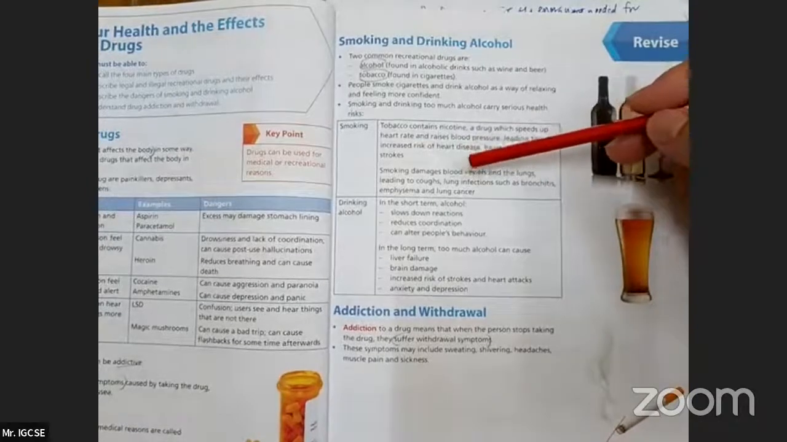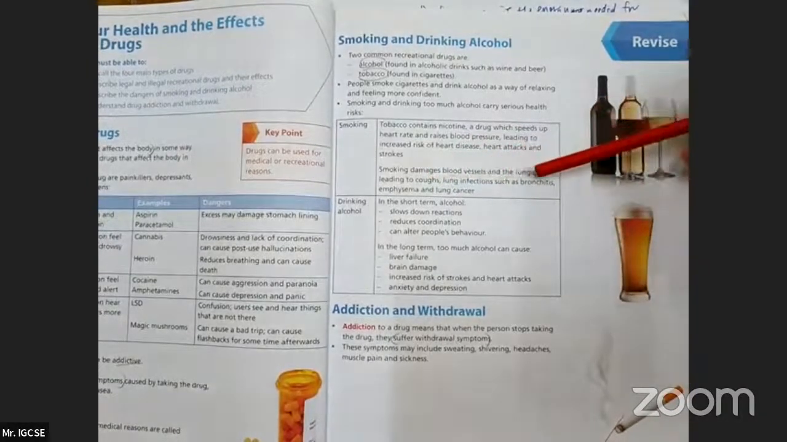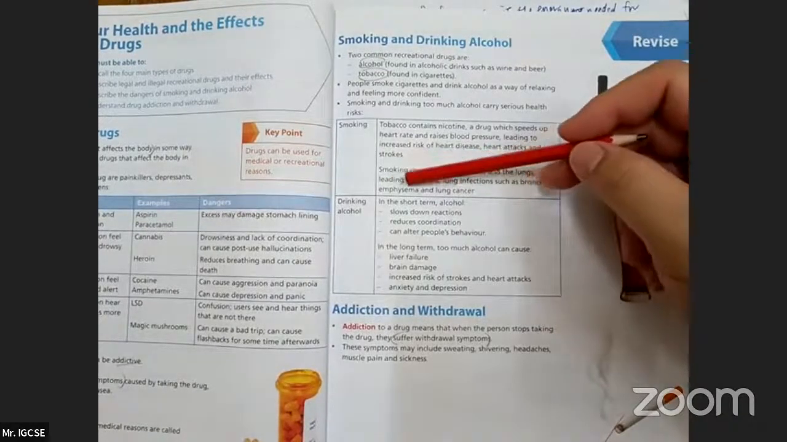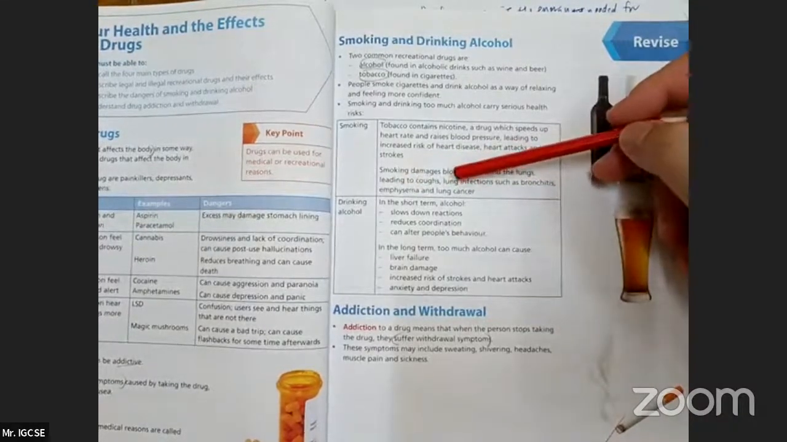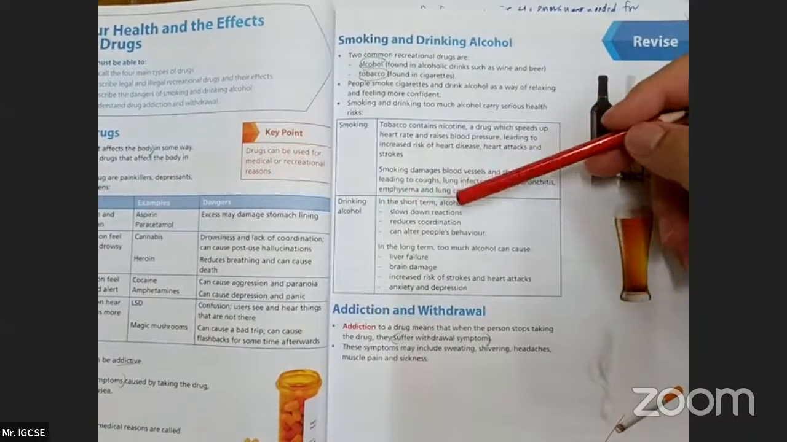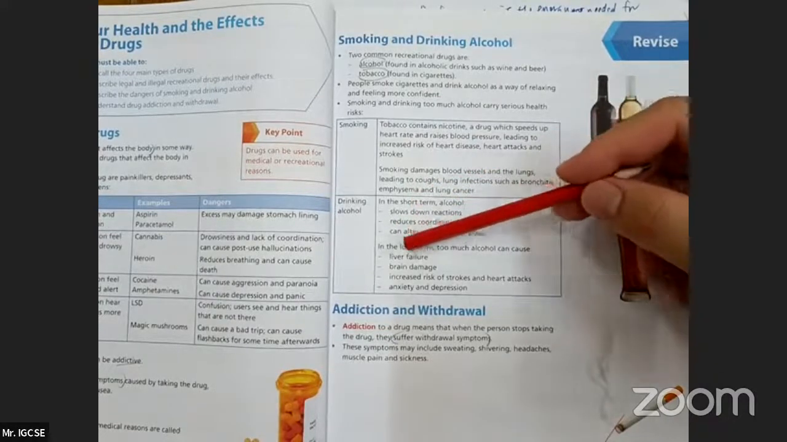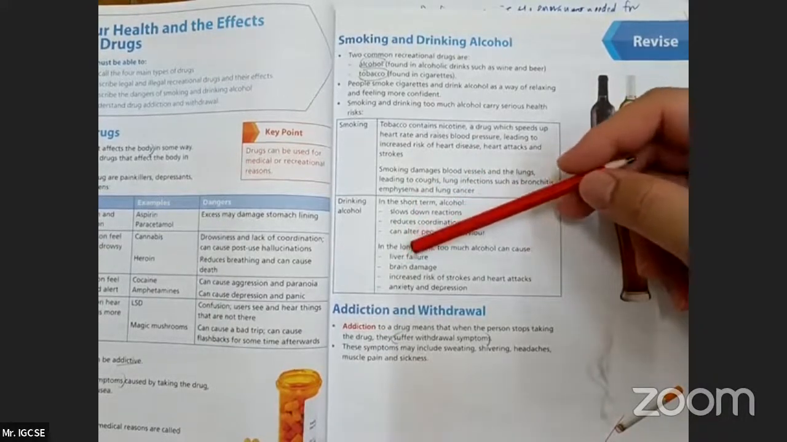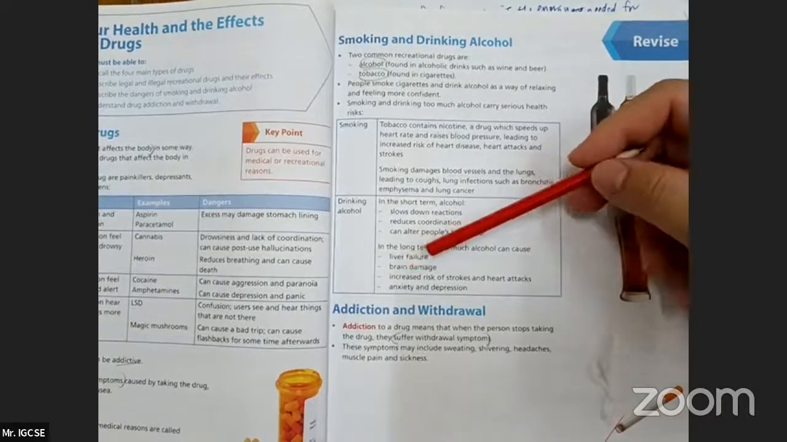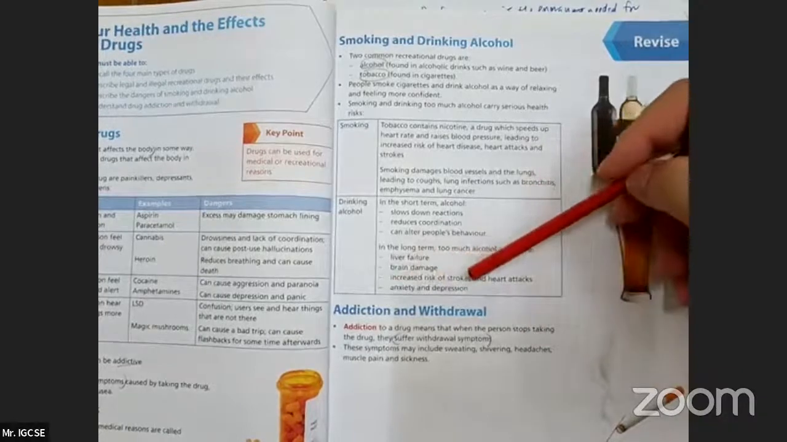Smoking damages blood vessels and the lungs, leading to cough and lung infections such as bronchitis, emphysema, and lung cancer. Whereas alcohol slows down reaction, reduces coordination, and alters perception in the short term. In the long term, it will cause liver failure, brain damage, increased risk of stroke and heart attack, anxiety and depression.